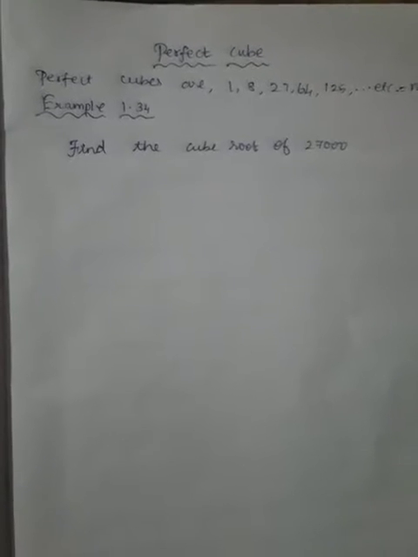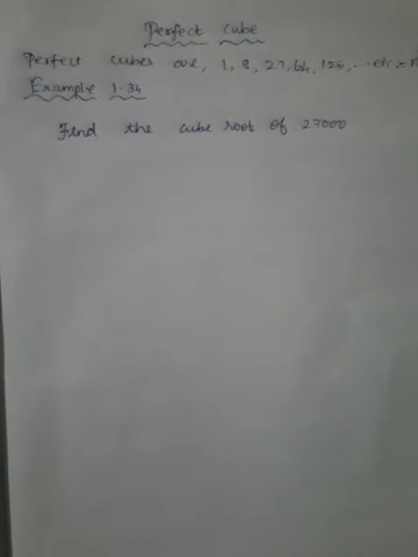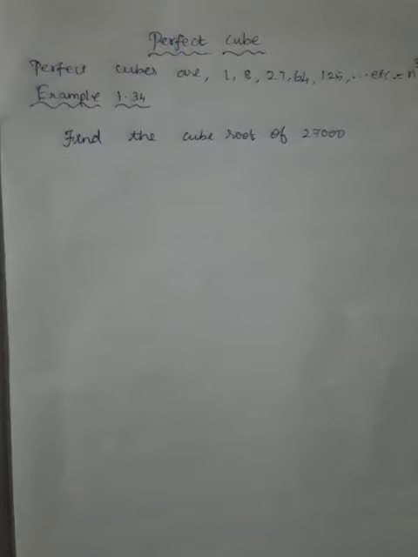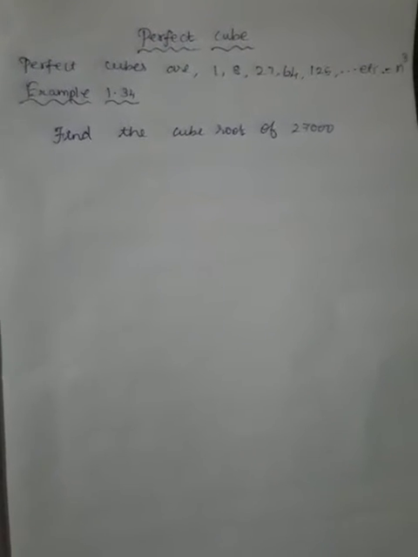So cube is nothing but 3 times. n cube, if you are expanding, the answer is n into n into n. You should multiply the same number 3 times. For a perfect square, you multiply the same number 2 times, but for a perfect cube you are going to multiply the same number 3 times.